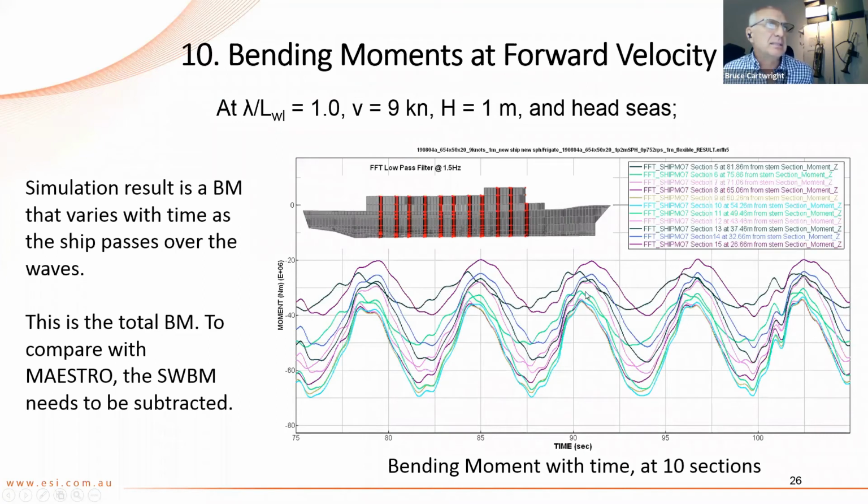The other interesting thing is that there's a slight delay in time where the crest of most of these results occur. And I suppose you can imagine that the crest of the wave takes a bit of time to go past each of these sections. So you don't expect the maximum to occur at the same time everywhere in the boat.